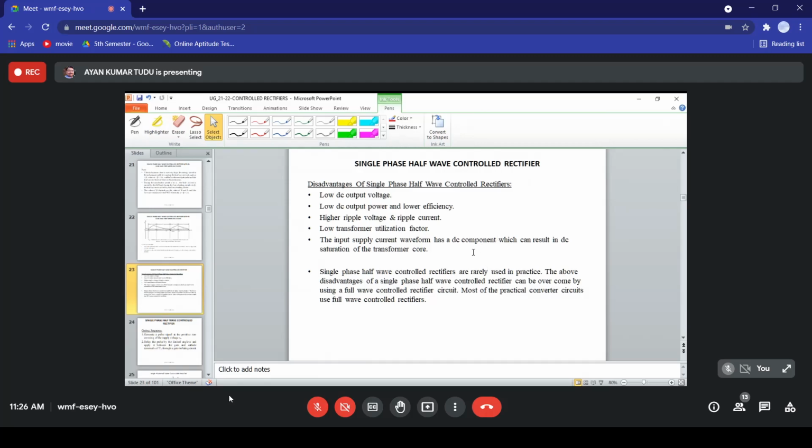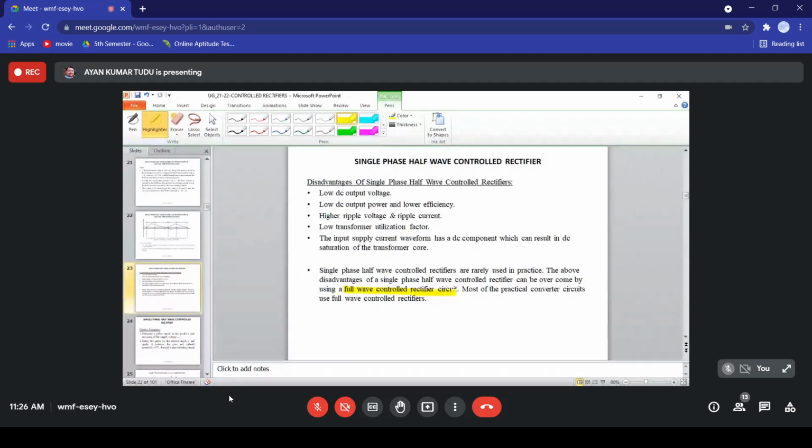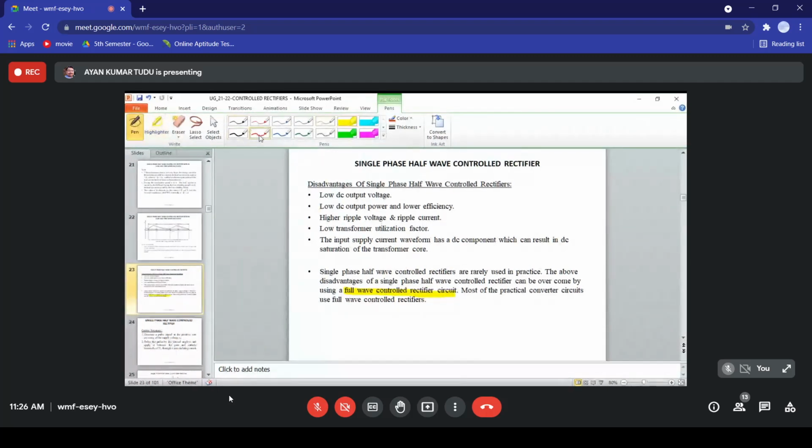As in the previous case of the uncontrolled single phase half wave rectifier, here also for a controlled single phase half wave rectifier, these rectifiers are rarely used in practice. These disadvantages can be overcome by a full wave controlled rectifier circuit, so most practical circuits use full wave controlled rectifier circuits.